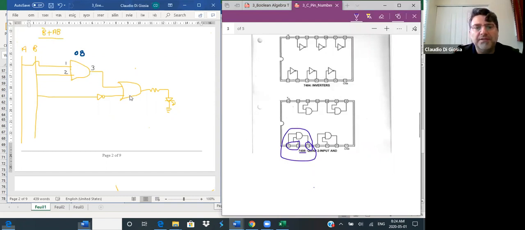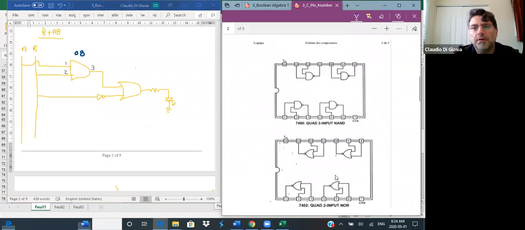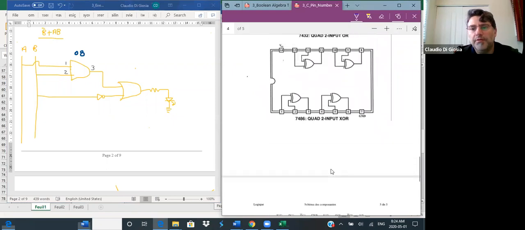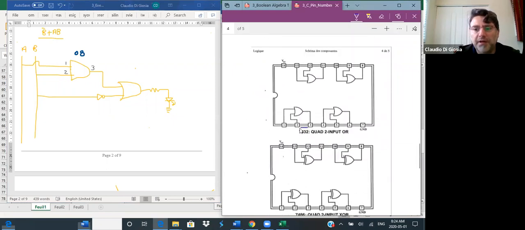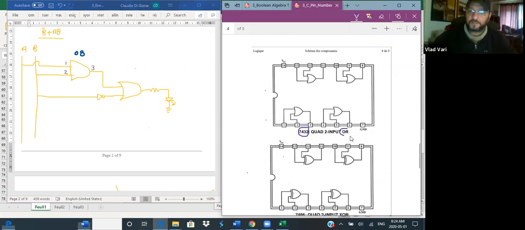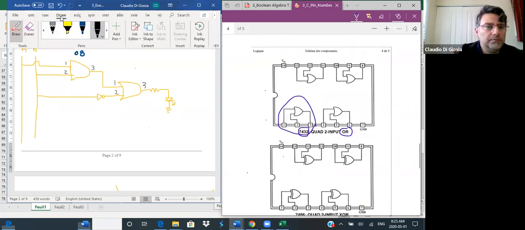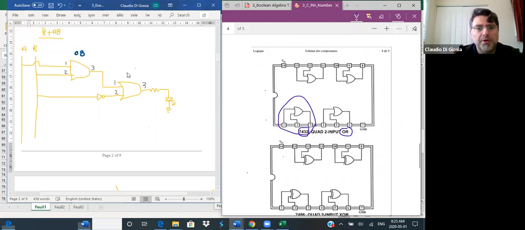The next gate I have is this guy here. This guy here is a 32. So if I go to page number 4, my 32 is right over here. It's an OR gate. My first one is right here. So I have 1 and 2. And output is 3. The gate number is a 32.